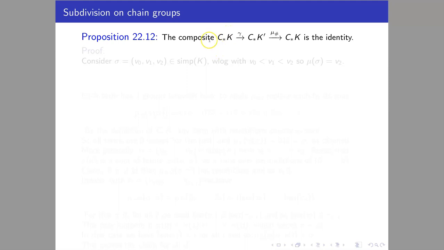And so we have to do two things. We have to prove that mu hash composed with gamma is giving us the identity, and also the other way around. On this slide we're going to consider it this way. We do gamma first and then mu hash. We claim that's just equal to the identity on the chain group C star k.